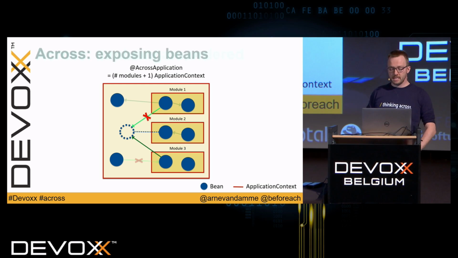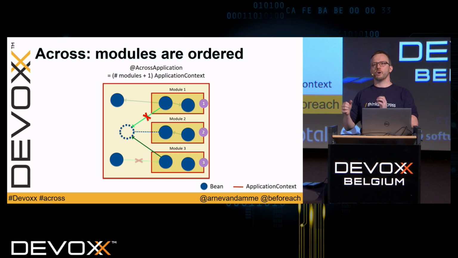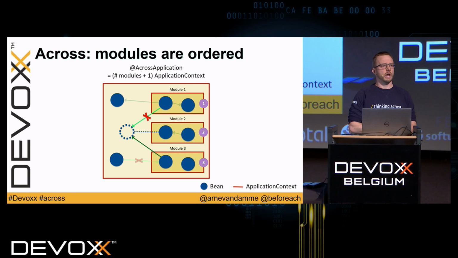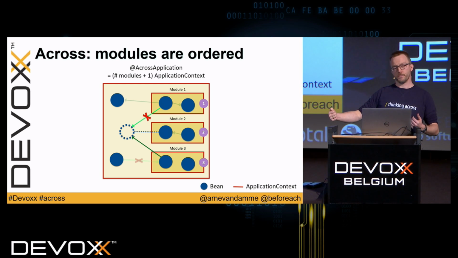And the reason for this is modules are ordered, which makes a lot of sense. You define dependencies between modules. In this case, module 2 depends on module 1, module 3 depends on module 2. The dependencies will determine the order of the modules, and the order will determine the order in which the application contexts get created. We call this the bootstrapping. Okay. Bootstrapping is basically creating the application context of every separate module in the order.